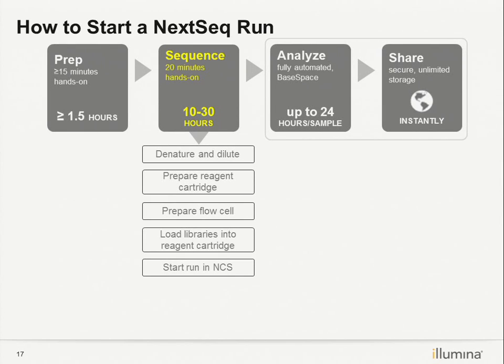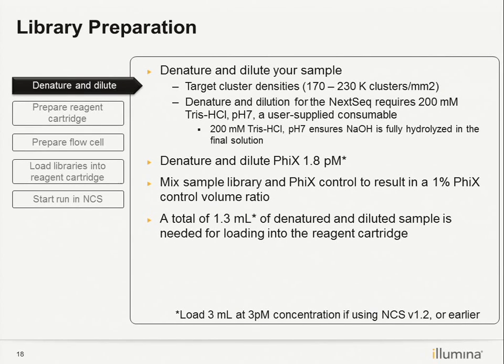And prepare your flow cell. Bring the flow cell to room temperature for at least 30 minutes, because we want to avoid any condensation, which will affect the imaging. And then we load the libraries, and then we can start the run.